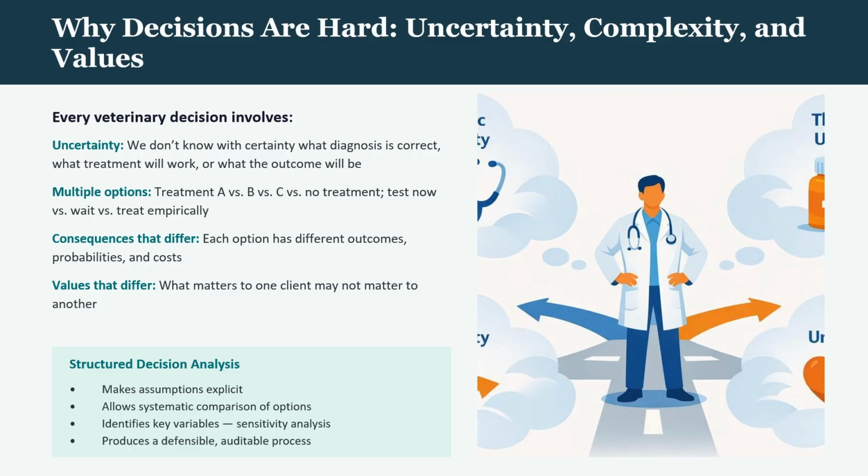Structured decision analysis doesn't eliminate any of these uncertainties. It makes them explicit, quantifiable, and manageable. By forcing you to state your assumptions about probabilities and values, it prevents the hidden assumptions that drive gut instinct decisions from distorting the process. By systematically comparing options, it prevents anchoring on the first plausible choice. And by identifying which variables most influence the decision through sensitivity analysis, it focuses your attention on the uncertainties that actually matter most for this specific choice.